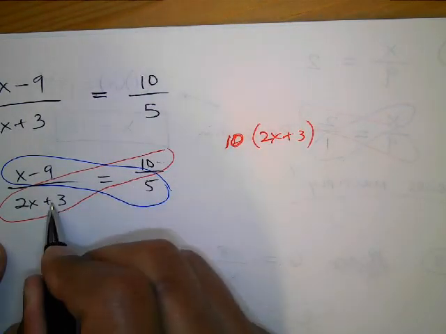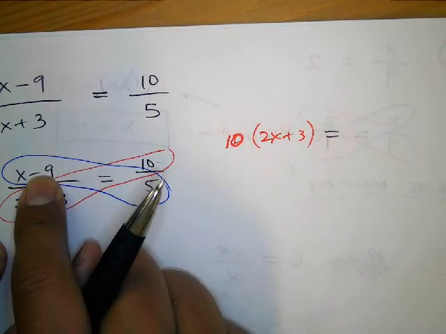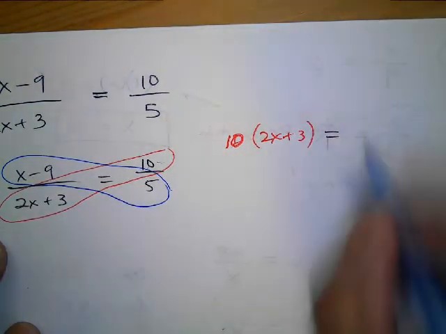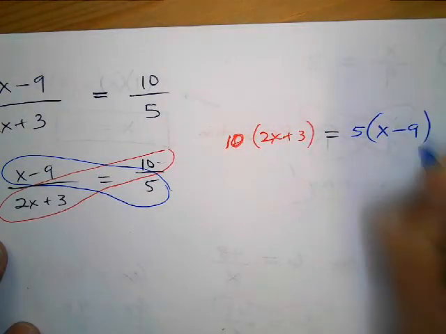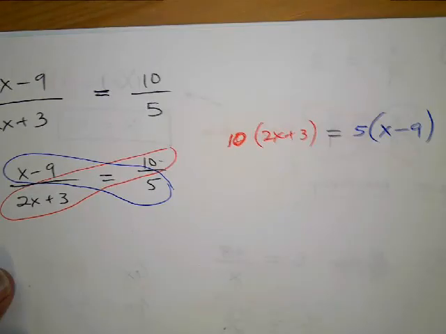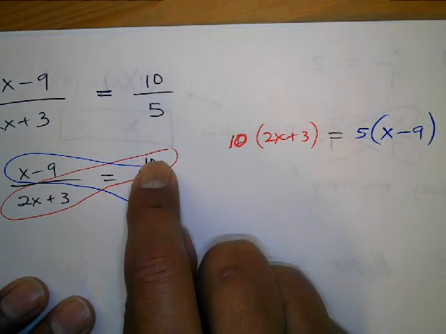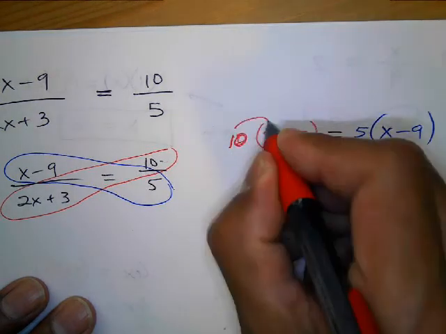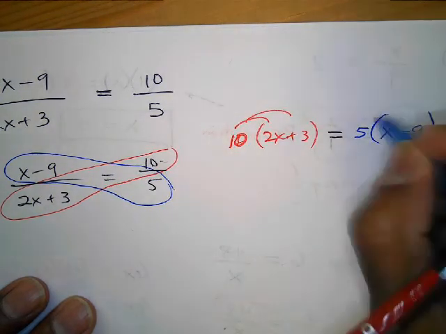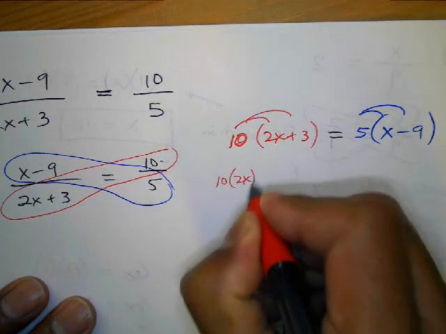10 multiplies to 2x plus 3. These multiply, right? So put this one first, and then this one in parentheses equals, and then put this one first, and this one in parentheses equal to 5 times x minus 9. Yeah, that's good. Or else if you write it the other way, it'll look weird.